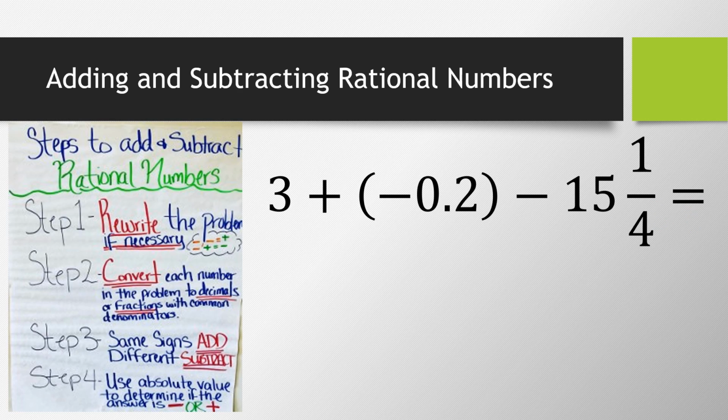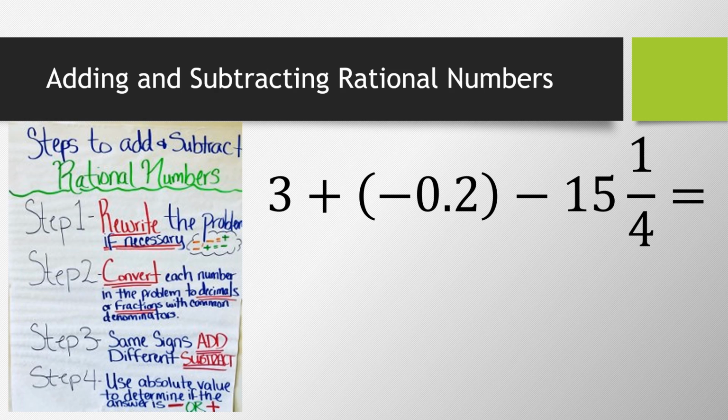So I'm going to do this problem a little differently. I've been solving all my problems as fractions. I'm going to solve this one as a decimal. You can choose to solve it as a fraction if you like. So I have 3 plus negative 2/10 minus 15 1/4.